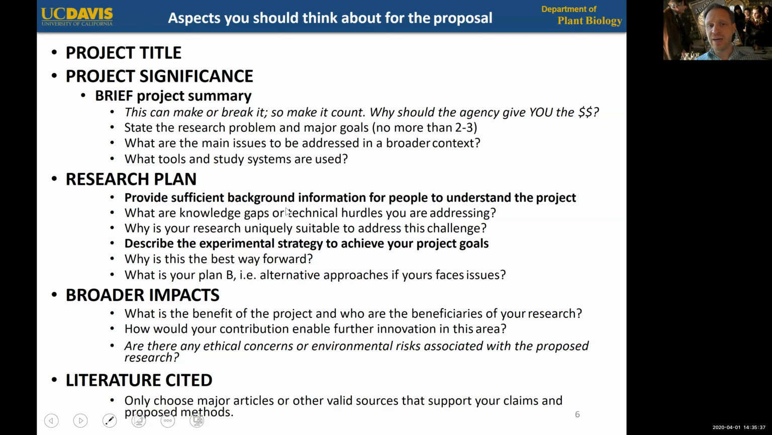So outlined here, and I have this proposal guide also on Canvas. I just want to give you a few pointers on how I would structure it. So you should start with sort of a good, catchy title. That's always good. Right? Not too long, not too short, but it should be descriptive.